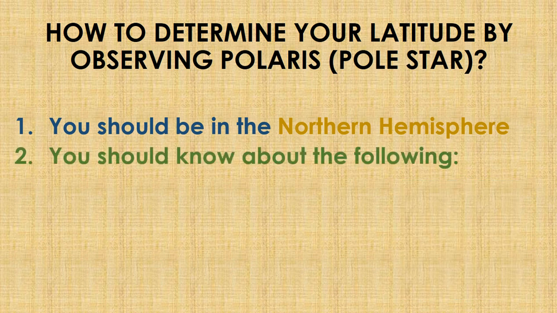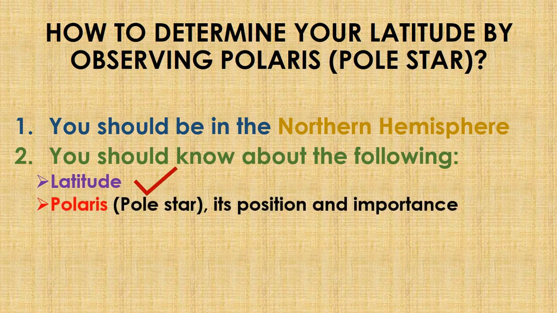Second, we should know about the following terms. First one is latitude. I hope all of you know what latitude is, so this will be helpful for those people who know what latitude is. Second thing, you should know what the pole star or Polaris is, where it is located and what its importance is. And third thing, the horizon line.